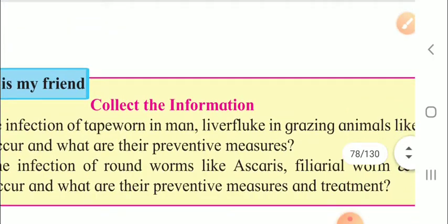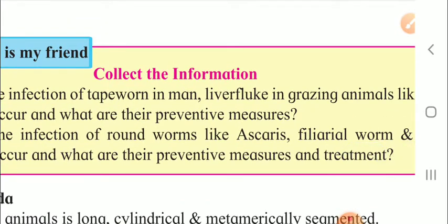Now let us see here, children. This topic is cancelled for you.